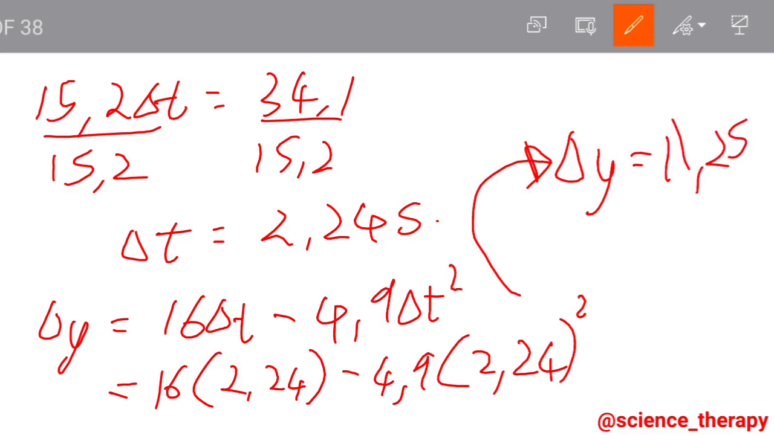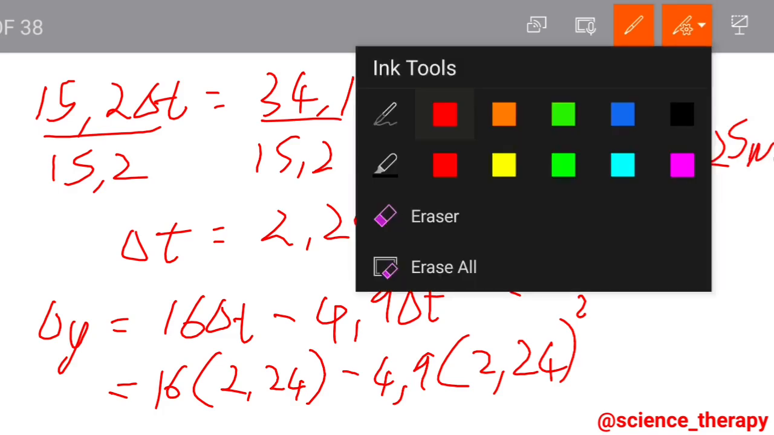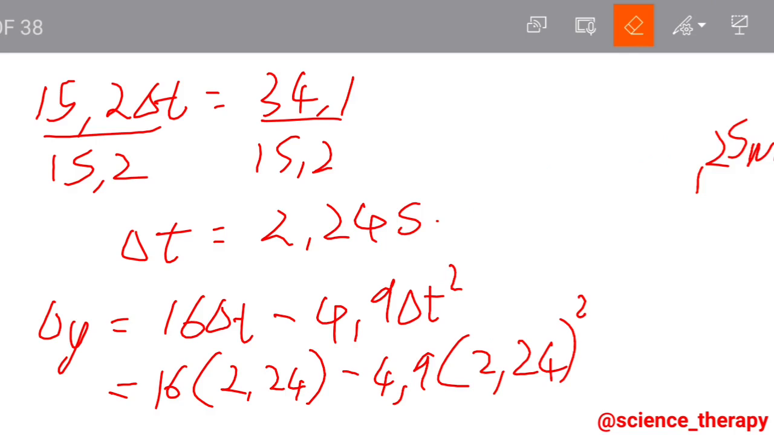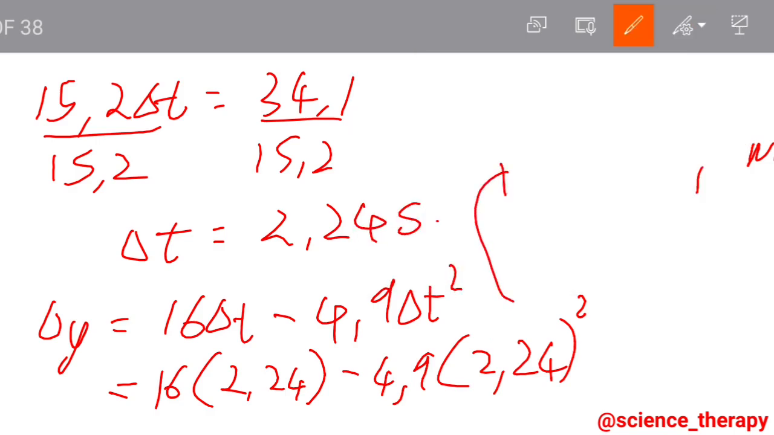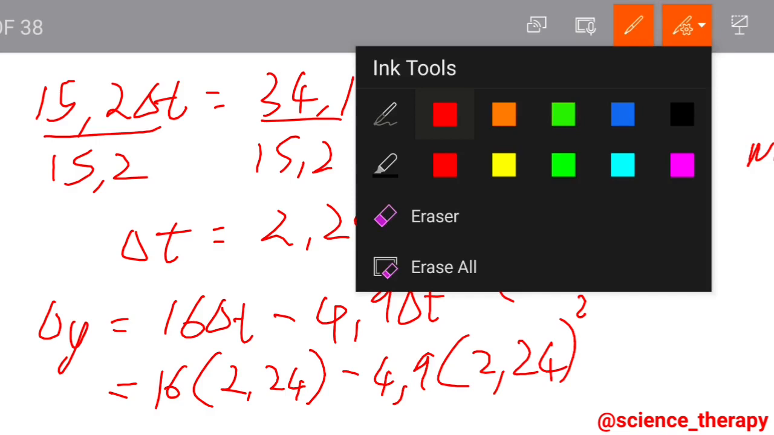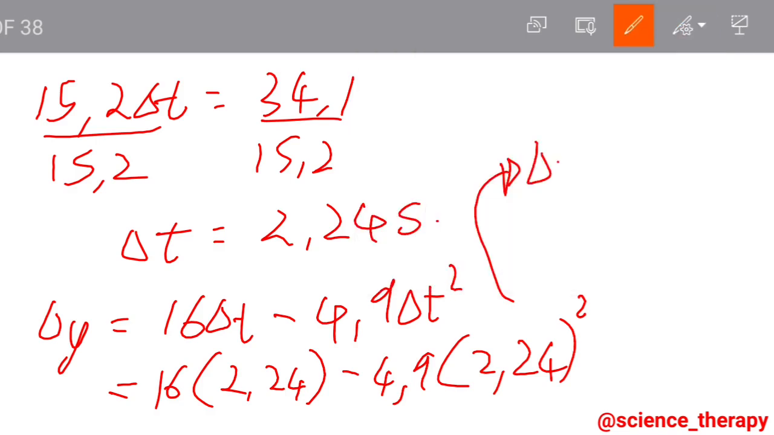11.25 meters, right? So that's our delta Y. So our delta Y becomes 11.25 meters, and you are done.